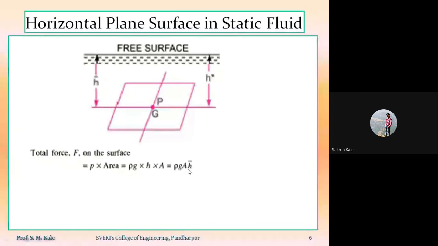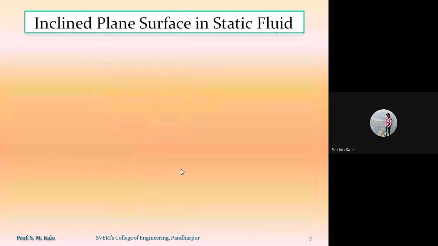And position of center of pressure. Here, as we have immersed that plane surface horizontally inside a static fluid, the value of H is equal to H bar is equal to H star. This is again an important thing. In case of a horizontal plane surface, H equals H bar equals H star. So this is called the position of center of pressure, and the total pressure force acting on the entire body is given by the equation rho g A h bar. That is the formula.